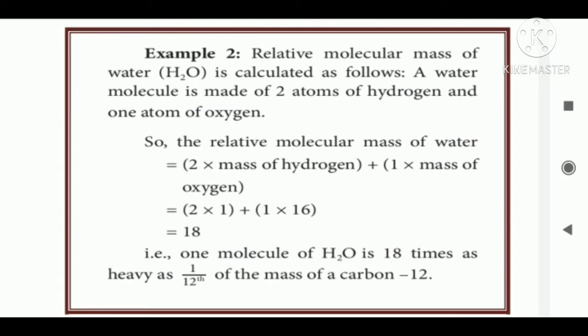The molecular mass of water is calculated as follows. A water molecule is made up of 2 atoms of hydrogen and 1 atom of oxygen. So the relative molecular mass of water is 2 into 1 plus 1 into 16, so total 18 grams. So the relative molecular mass of water is 18 grams.